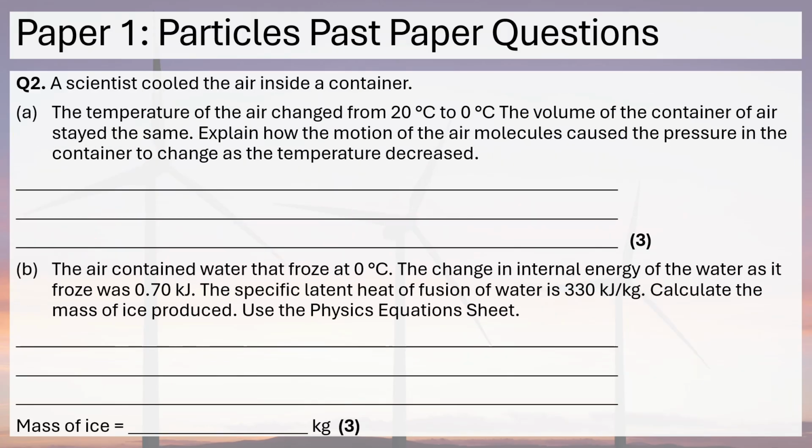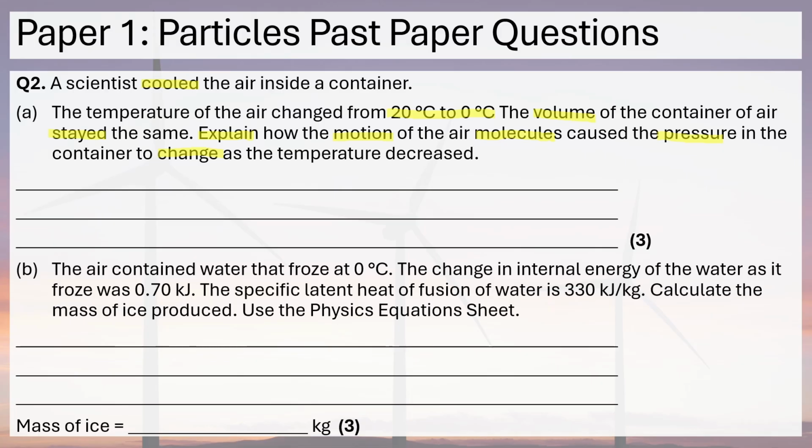Question 2. Scientist cools air inside a container. We're told that the temperature goes from 20 to 0 Celsius, so it's cooling down. The volume remains the same, so the container isn't expanding or contracting. And then the actual thing we have to do is explain how the motion of the molecules causes the pressure to change. So that's what we're being asked to do. As the container gets cooler, how does the motion of the air molecules cause the pressure to change?